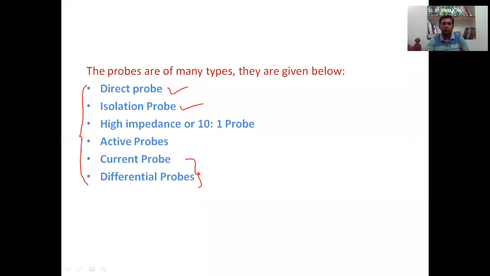The second one is the isolation probe. The third type of probe is the high impedance or 10:1 ratio probe. Then active probes, current probe, and differential probes. So these are the different types of probes available in the market. Now we'll see them one by one in detail.